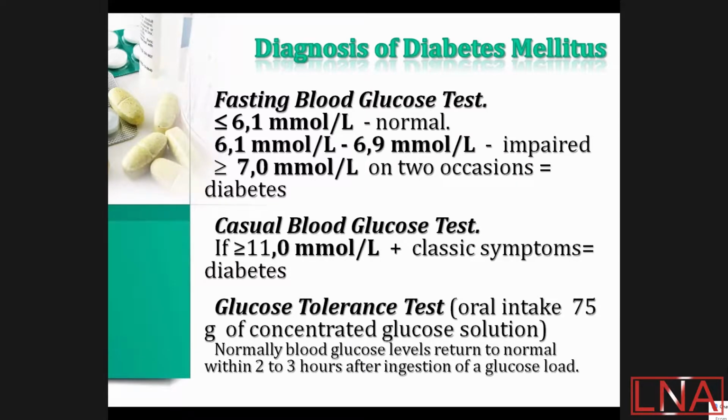And the second type, the glucose tolerance test. Oral intake of 75 grams of concentrated glucose solution, and normally the blood glucose level returns to normal within 2 to 3 hours after this. It's like a meal: after taking any food, the glucose level should return to normal. And if it doesn't, there are not enough hormones, and it might be proof of diabetes also.